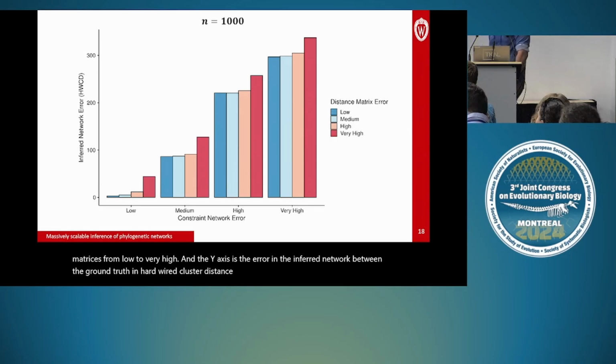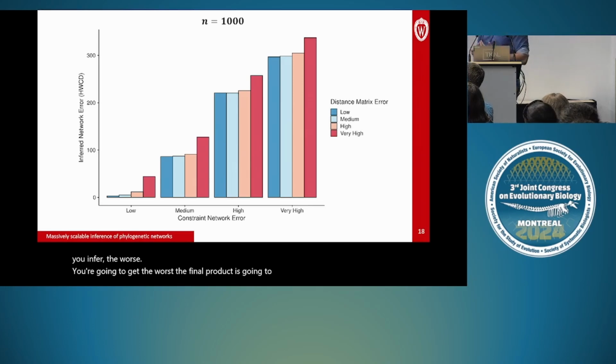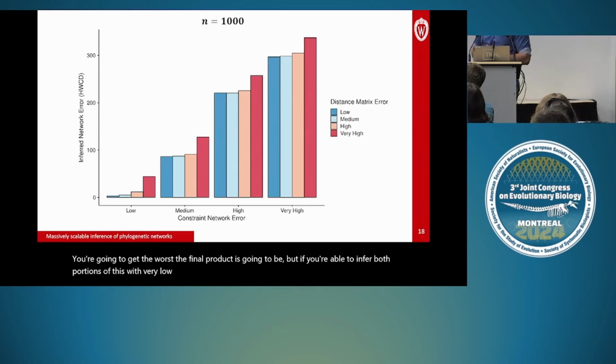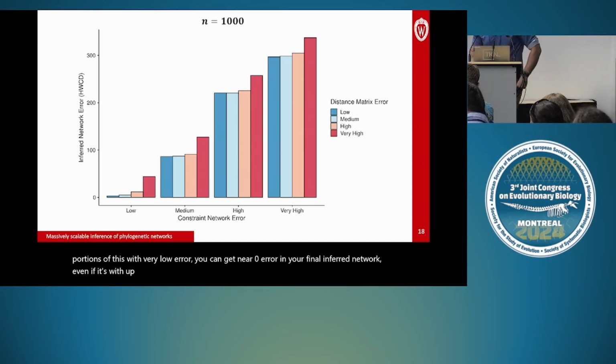And there's a very clear trend with each type of error, which is obviously the more error that you have in the pieces that you infer, the worse the final product is going to be. But if you're able to infer both portions of this with very low error, you can get near zero error in your final inferred network, even if it's with up to 1,000 taxa.